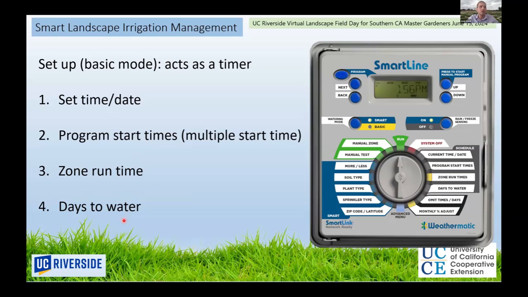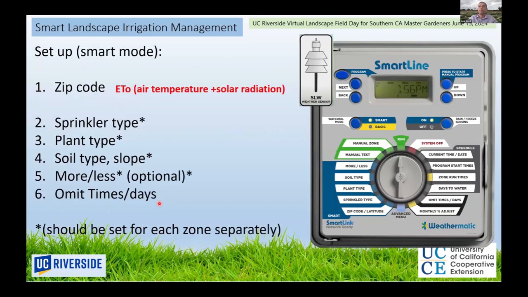Next is days to water. And you can see that I'm following this controller. Zone runtime and days to water, of course, is your watering days. Each municipality usually has restrictions, 3 days, 2 days, what days to irrigate, so you can set it up here. So that so far is just a timer that you are probably familiar with. So once we are done with setting it up as a timer, the next step, we are going to set it up in smart mode.